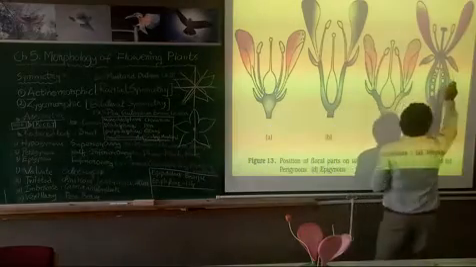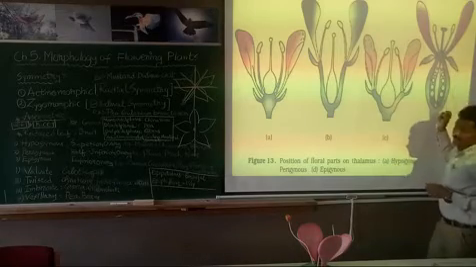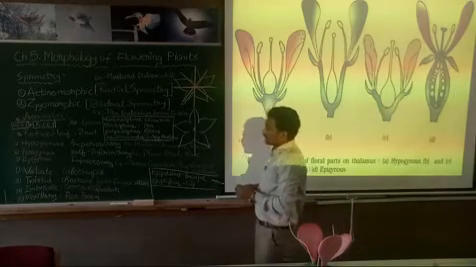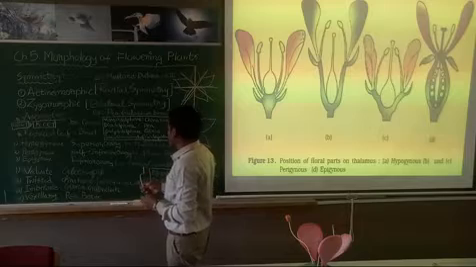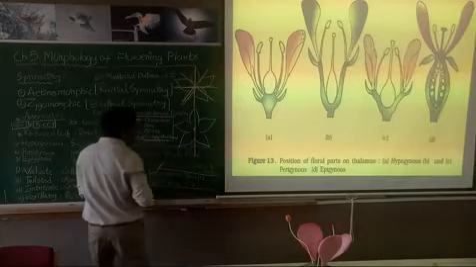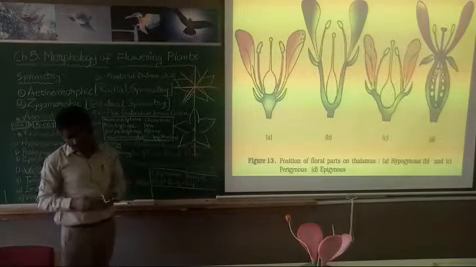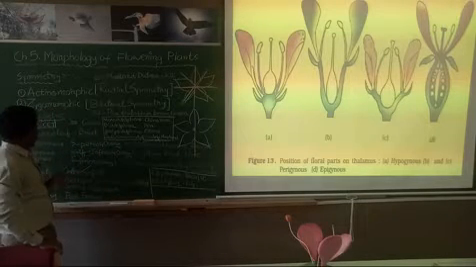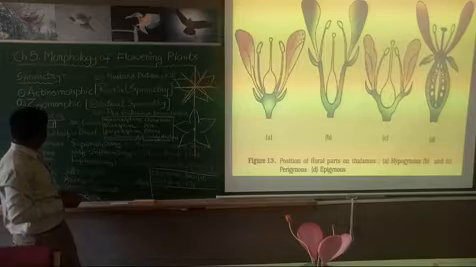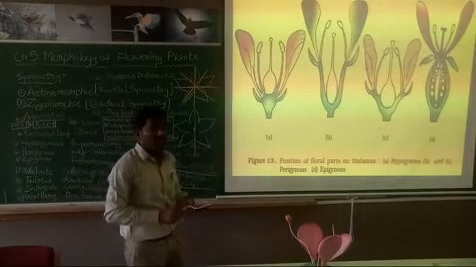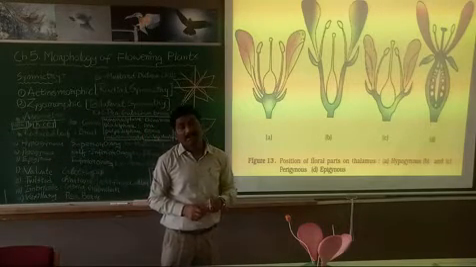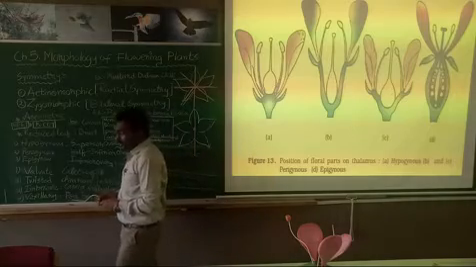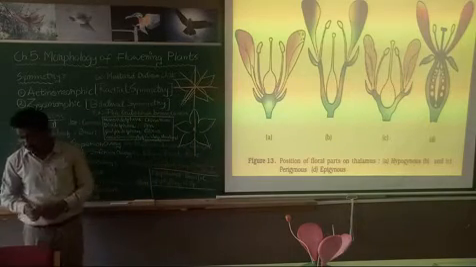You can see in this diagram very clearly, this kind of nature can be seen in some flowers such as guava, cucumber and ray florets of sunflower. In all these three plants we can see inferior ovary, or the gynoecium is epigynoecium. The phenomenon is epigynous. Next, students, I would like to say one more important thing.